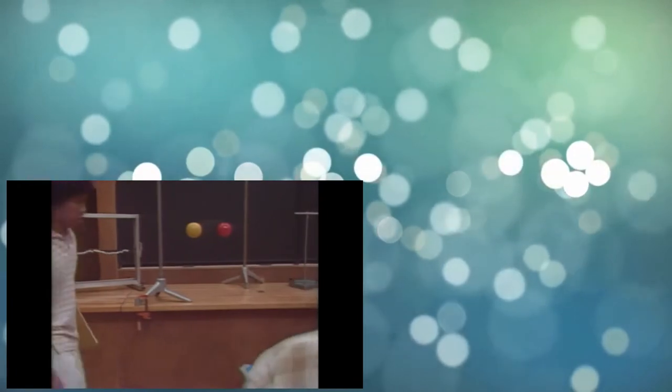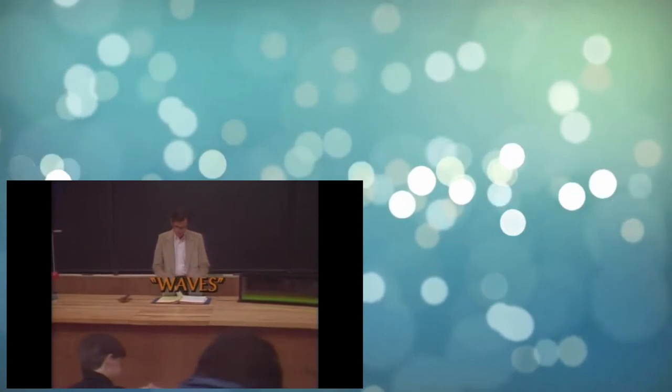Oscillations can travel through a medium such as air or water without carrying matter along with them. These mechanical disturbances are called waves.